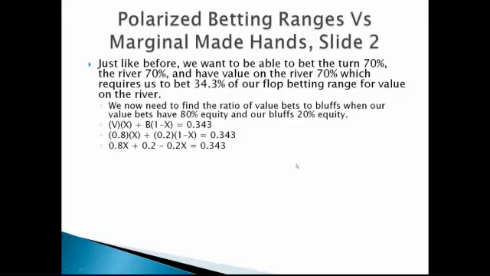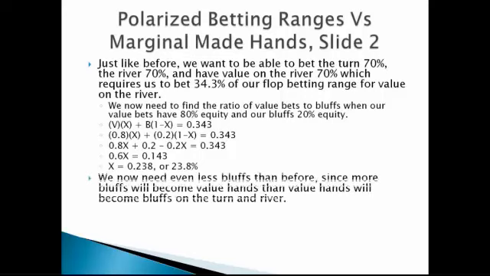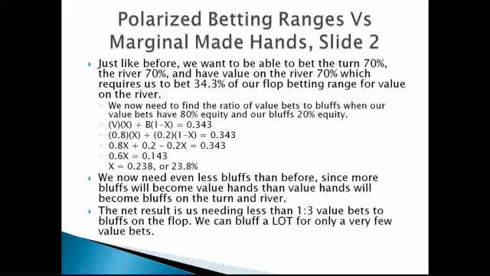So now we simply solve for x. We get 0.8x plus 0.2 minus 0.2x equals 0.343. And then through the magic of algebra, we're left with x equals 0.238 or 23.8%. We now need even less bluffs than before, since more bluffs will become value hands than value hands will become bluffs on the turn and river. The net result is us needing less than 1 to 3 value bets to bluffs on the flop. We can bluff a lot for only a very few value bets.